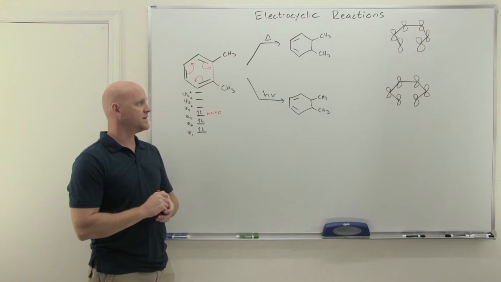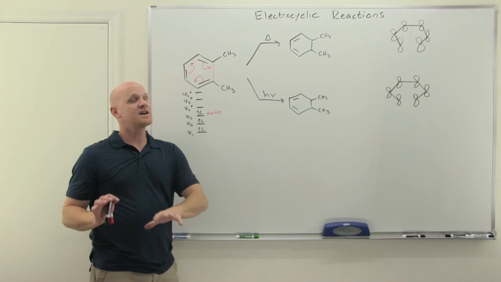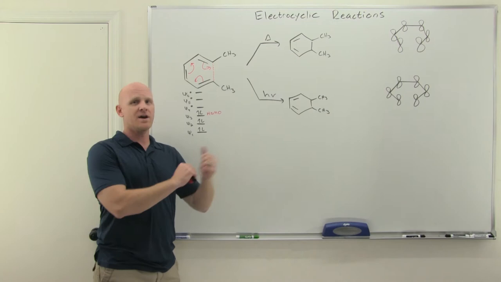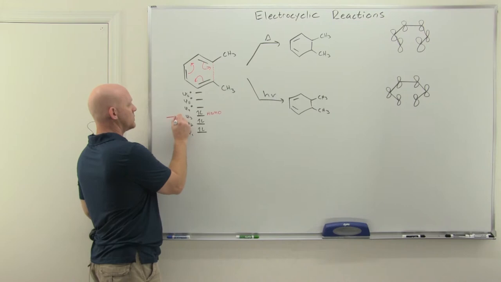So now one thing to note here is this is not like a cycloaddition where we have two reactants. We just have one reactant. And so we don't have to draw the HOMO of one and the LUMO of the other. With an electrocyclic reaction, you're just gonna involve the highest occupied molecular orbital of your only reactant. And so it's all about the HOMO, not about the LUMO.